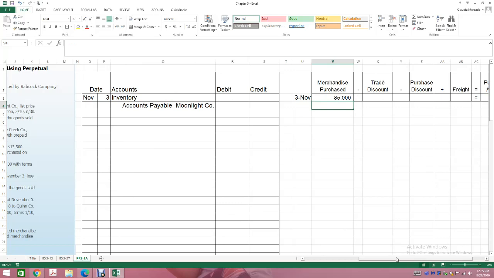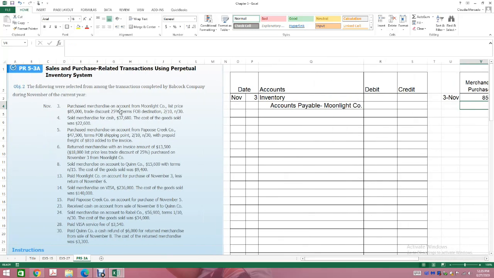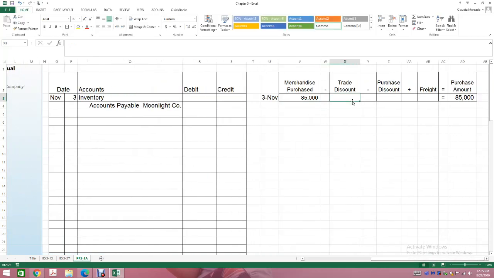Now, we had a trade discount. The trade discount is 25%. So, to calculate my trade discount, I'm going to get my 85,000 times 25%. So 85,000 times 25% will give you a trade discount of 21,250. Then you have a purchase discount, okay?